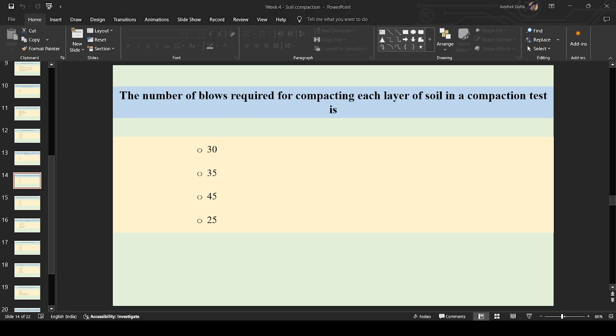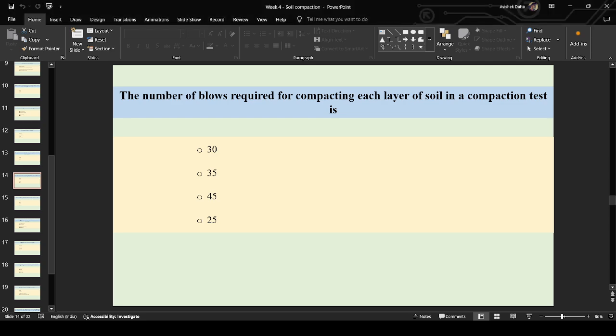The number of blows required for compacting each layer of soil in a compaction test is: first option 30, second option 35, third option 45, last option 25.